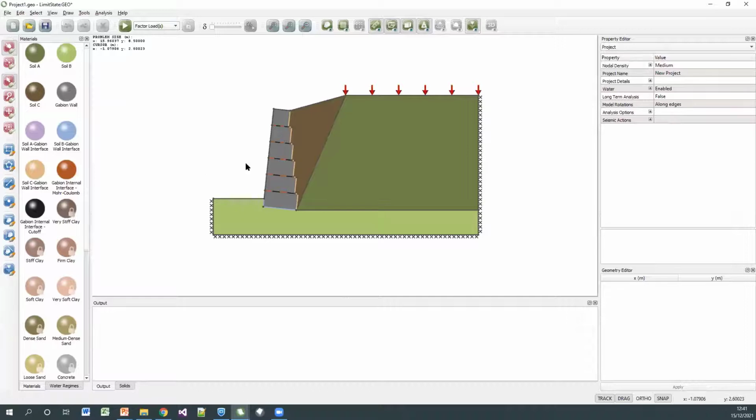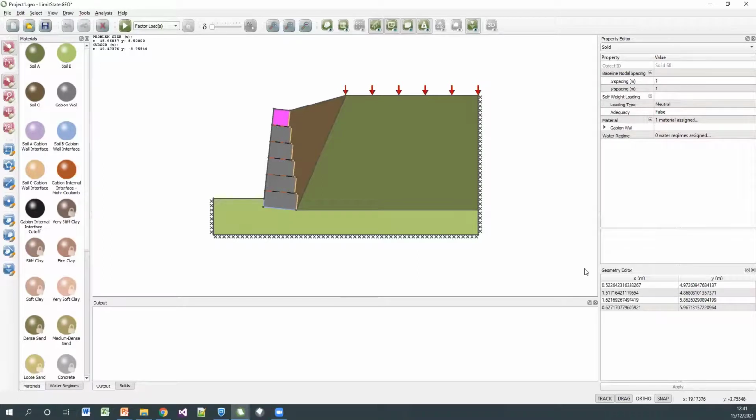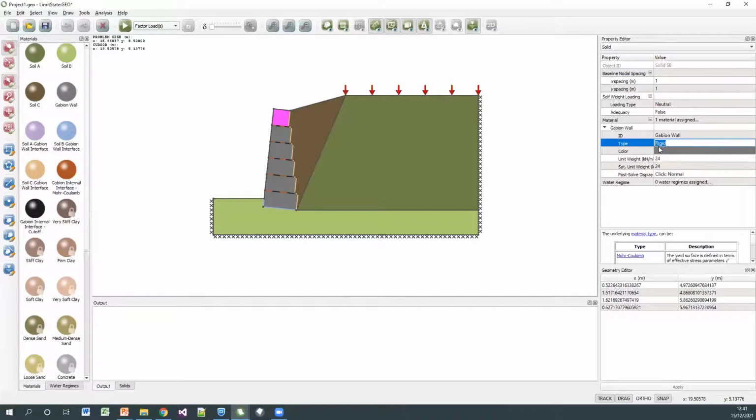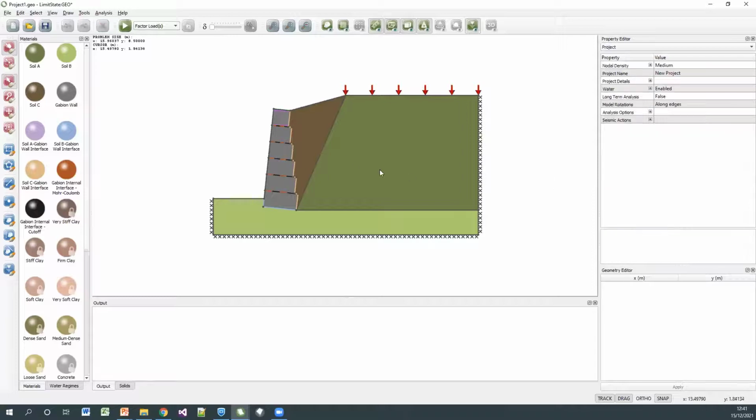Now, just looking at the way the problem is built, we'll look at some of these gabions. So the gabion itself is a block. I've got the geometry down here, and if I click on that, its properties appear up here. I won't explain all of the properties, but if I click on the material here, we're basically modeling gabions as rigid blocks, so they won't fail internally, with a unit weight of 24 kilonewtons per meter cubed.